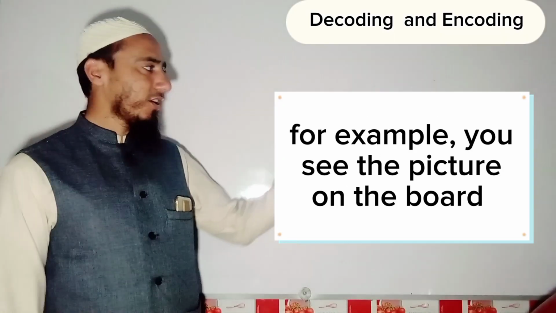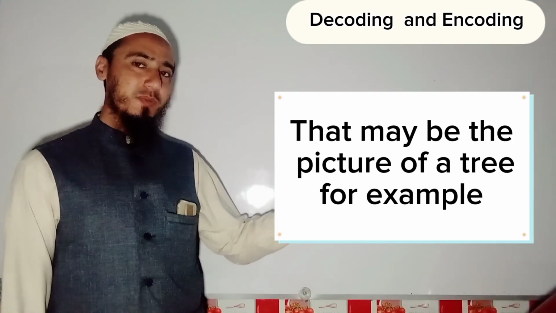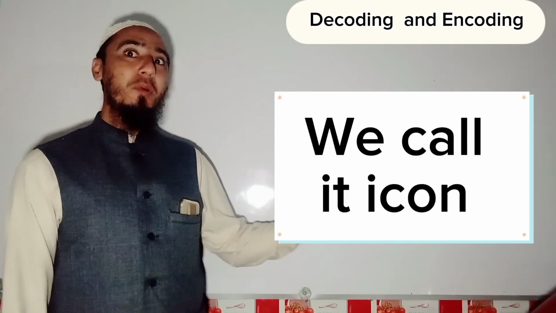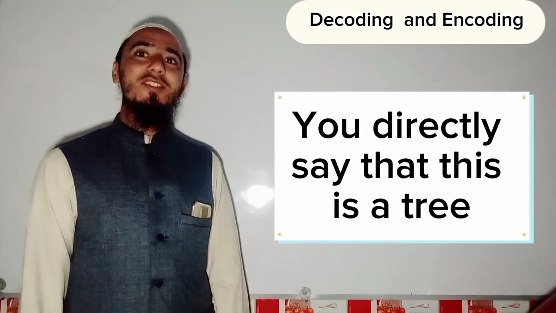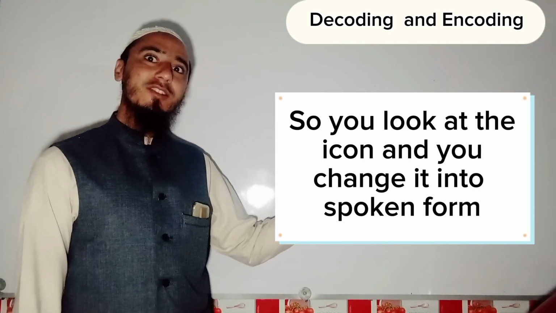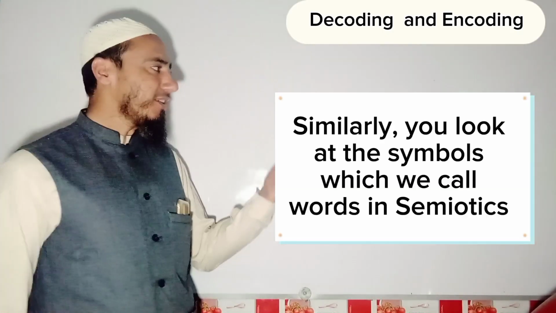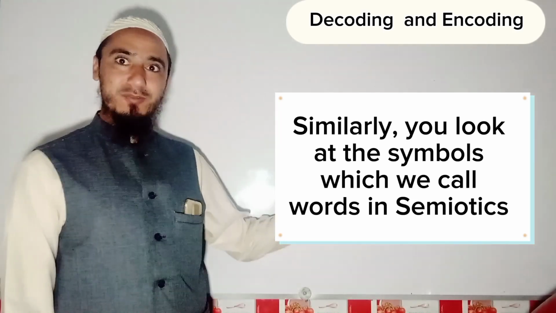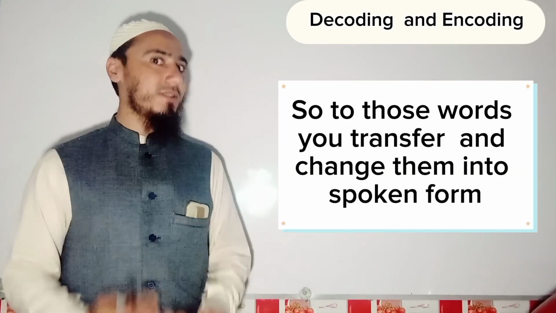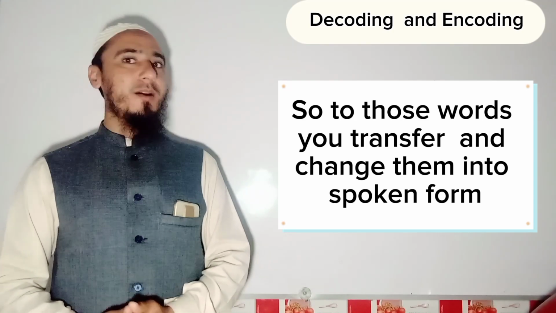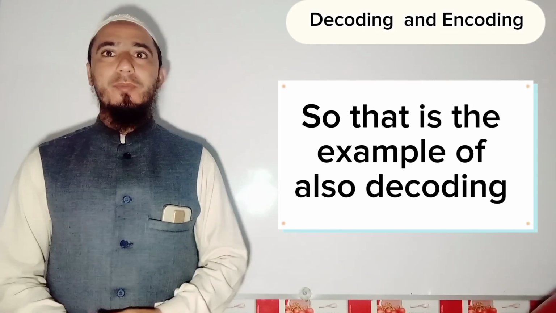For example, you see a picture on the board. That may be the picture of a tree, for example. We call it an icon. So you don't say that this is an icon, you directly say this is a tree. So you look at the icon and you change it into spoken form. Similarly, you look at the symbols, which we call words in semiotics. So those words you transfer and change into spoken form. So that is also an example of decoding.